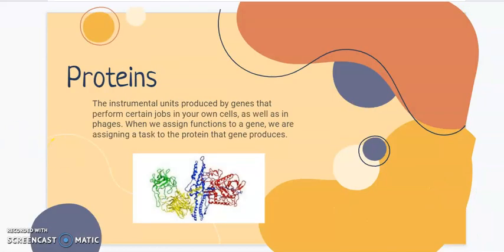So what exactly is a protein? These are fundamental units produced by genes that perform certain jobs in our own cells, as well as the phages. When we assign functions to a gene, we are assigning a task to the protein that a gene produces.